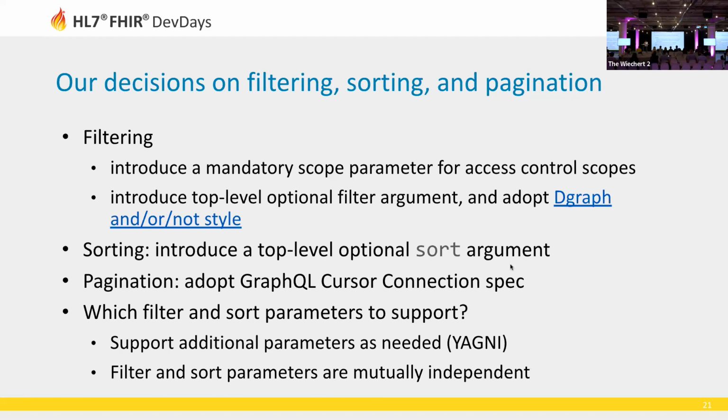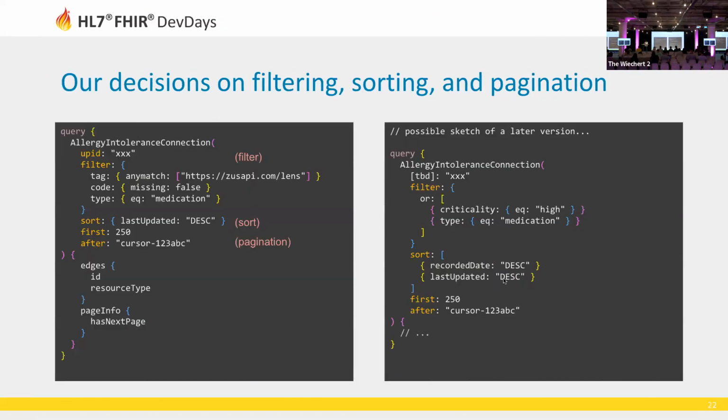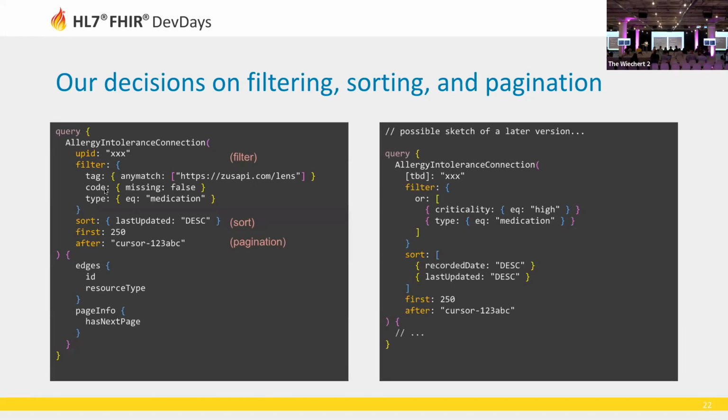And then for filtering, I mentioned that people wanted OR searches, and so we decided to try to adopt this and/or/not search parameter syntax from Dgraph. So we were actually very inspired by their syntax. If you look at our search syntax, we have this filter parameter, which is nothing like what the FHIR spec has. And this is very much inspired by Dgraph.